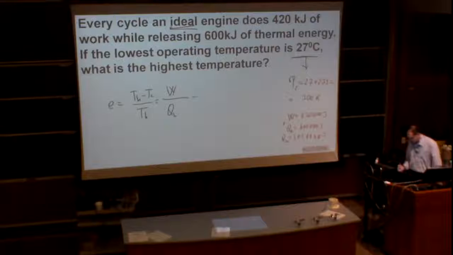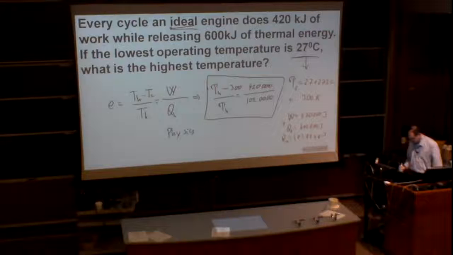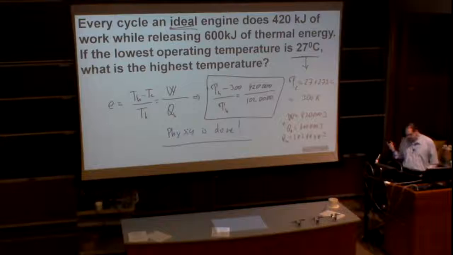That's what we're looking for, minus what we know, over the same unknown, should be equal to the work, which is 420000 over the amount of heat absorbed, 1 over 2000. Well, I will let you finish it at home. This is a mathematical equation with one unknown. We have to rearrange the numbers and calculate it. The answer will be in Kelvin, and you may need to convert it back to Celsius. Questions?